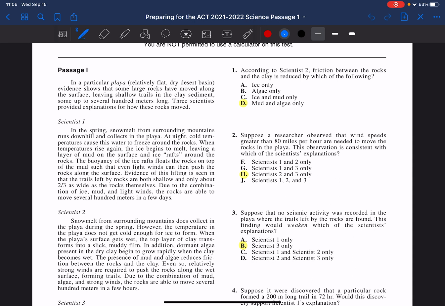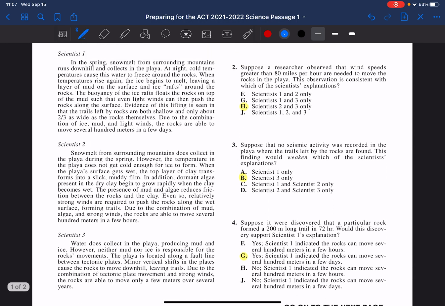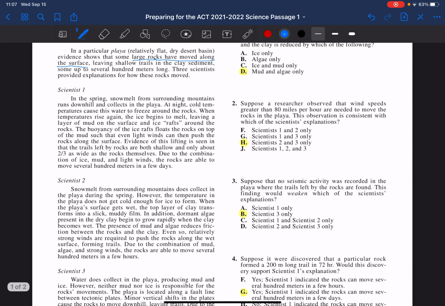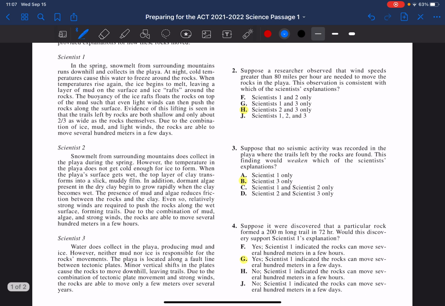find that particular question. So this passage is talking about large rocks that have moved along the surface. So that's kind of what we're talking about here. And what we have is three different explanations from scientists 1, 2, and 3 about how those happened.